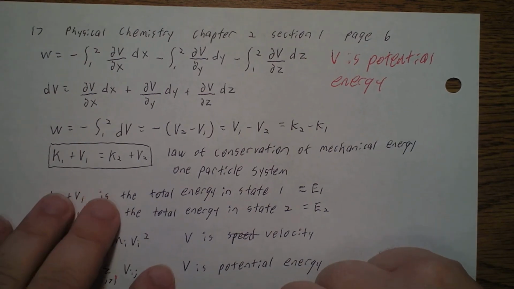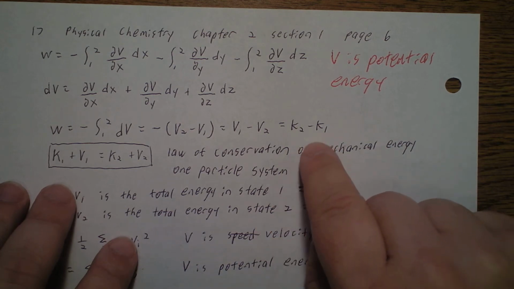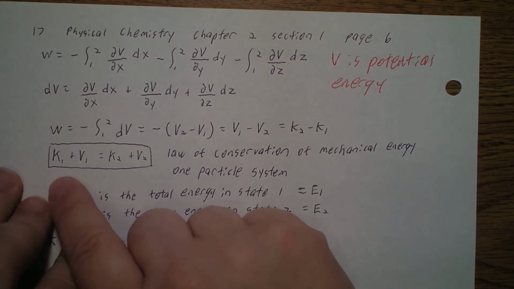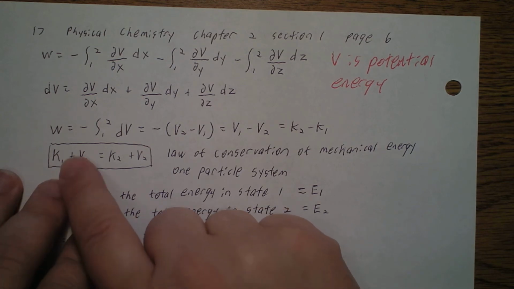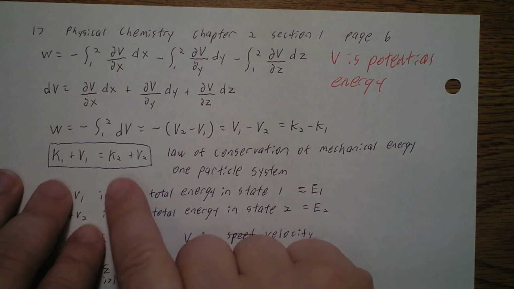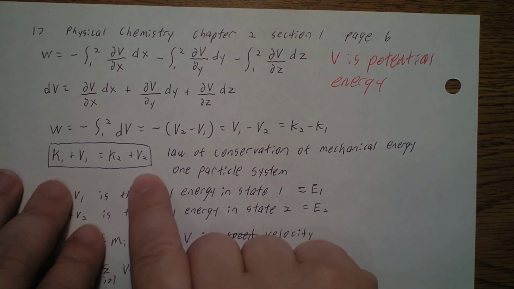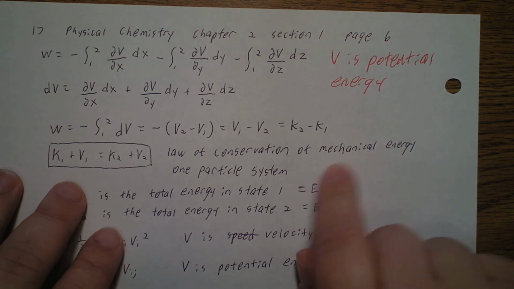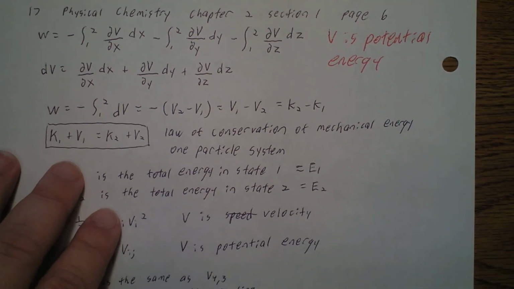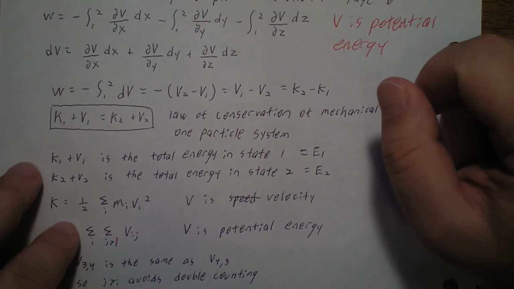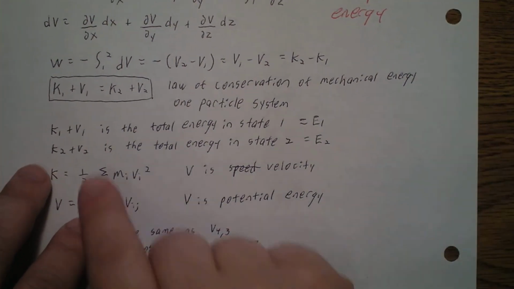So what that shows us is that for our single particle system, our one particle system, if you just move the 1s and 2s over to the same side, the kinetic energy in state 1 plus the potential energy in state 1 is equal to the kinetic energy in state 2 plus the potential energy in state 2. This is the law of conservation of mechanical energy, and this is only because of the assumptions we made using a one particle system. When we have more particles, it's going to be a little more complicated.